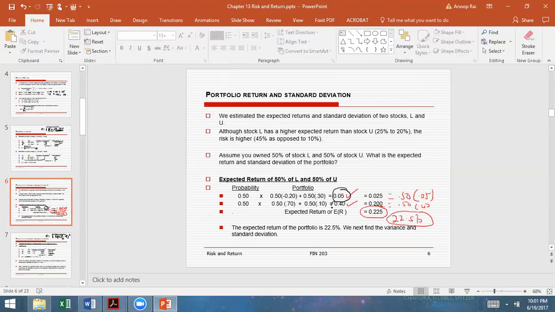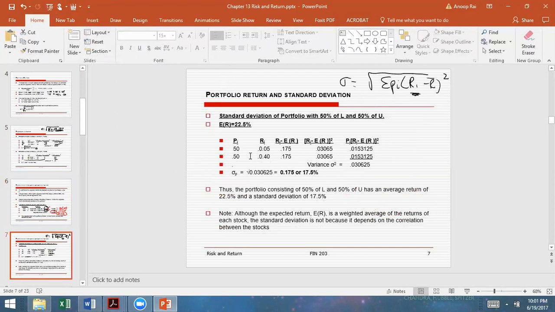for stock L and 40 for the other, because it has already taken the average of the two. So in that case, you say, all right, let me find out what my Ri minus R bar is. Well, the Ri you use is already the portfolio Ri. This is 50% of L, 50% of U, 50% of L, 50% of U. Then you take the mean. So the mean of this, as you know, is 22.5. So I subtract it from 22.5. And what do I get?